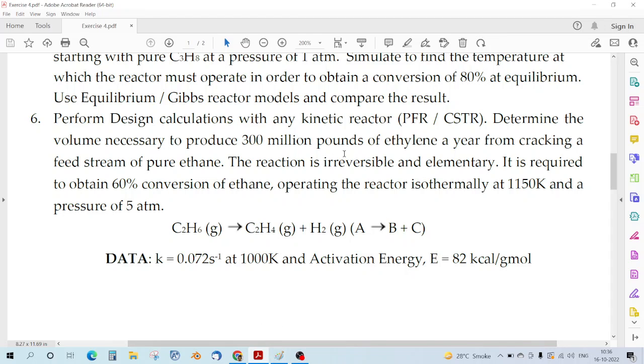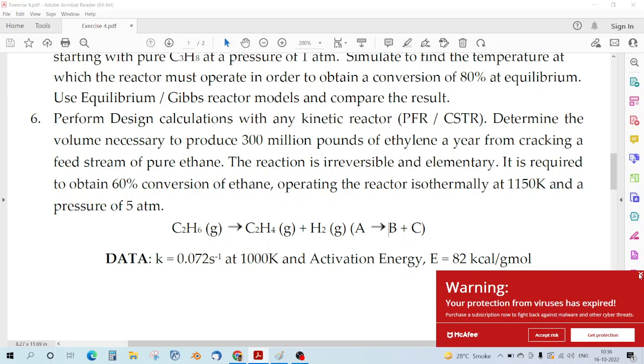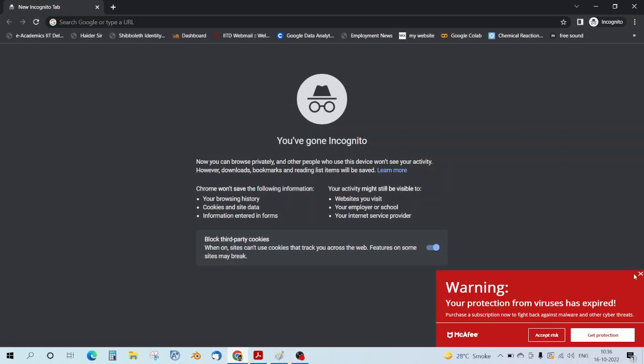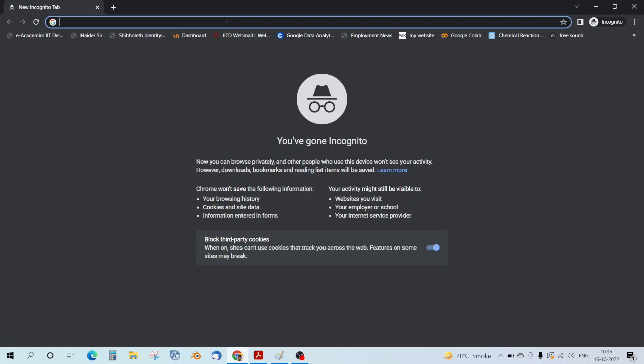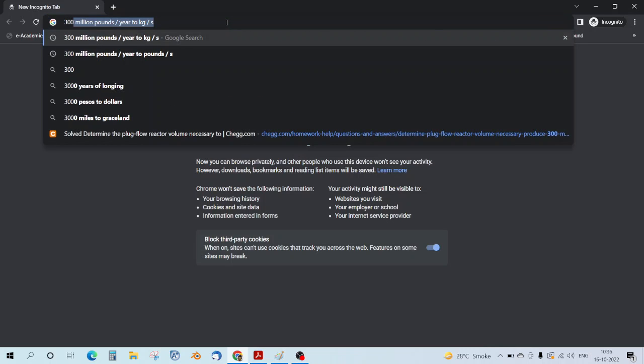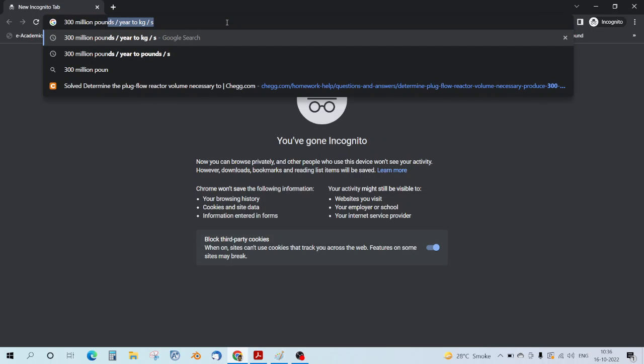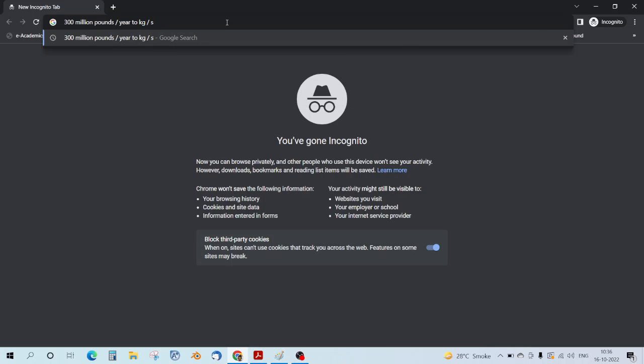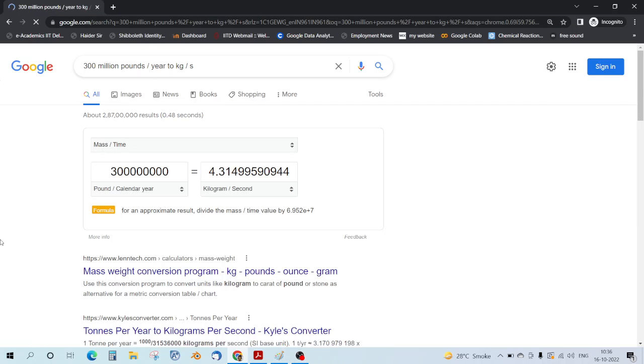So it's 300 million pounds, and this is per year. Let's change 300 million pounds per year to kilogram per second. We need to do that first. There we have this in kilogram per second, and next we need to find the particular moles.